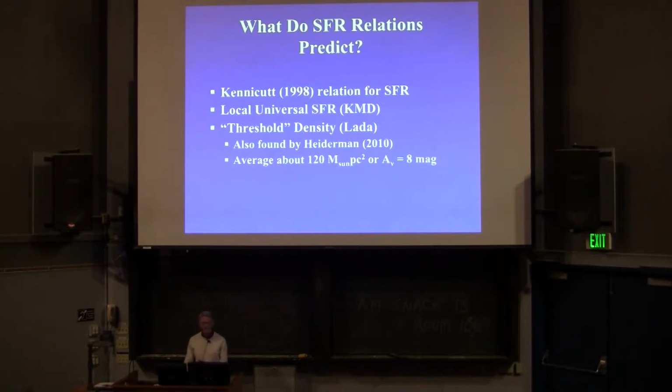We've got the local universal star formation rate, which was proposed by Mark and others. And we've got this idea of a threshold density from Charlie Lada. We also found that in a paper with my former student, Amanda Heiderman. We got a little bit higher threshold, but if you take an average, it's about 120 solar masses per square parsec, which corresponds to about 8 magnitudes of visual extinction.